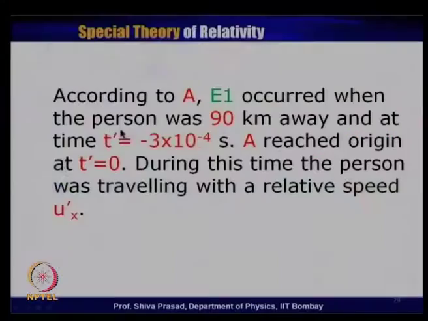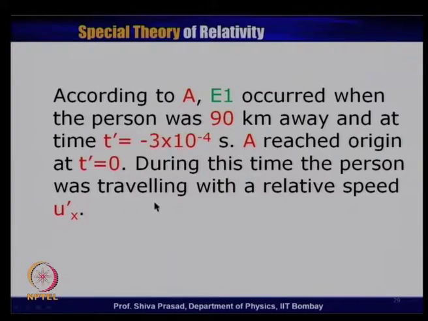The problem is simple. I am looking only at the A frame. Question is that if there is a train which is at a distance of 90 kilometers away from me at a time minus 3 into 10 to the power minus 4 seconds, where would it be at time t prime equal to 0? I can find out if I know the speed of that train relative to me. So, I have to do a velocity transformation. Then I can find out how much distance it would have traveled in time 3 into 10 to the power minus 4 seconds. Subtract that distance from 90 kilometers, and I will find out where this person would be situated at time t prime equal to 0.